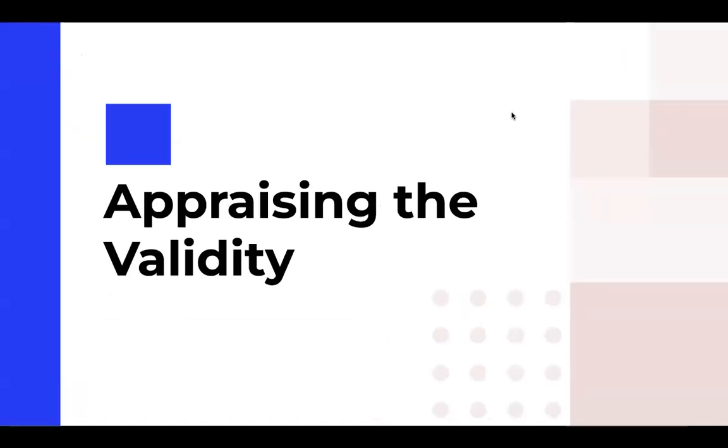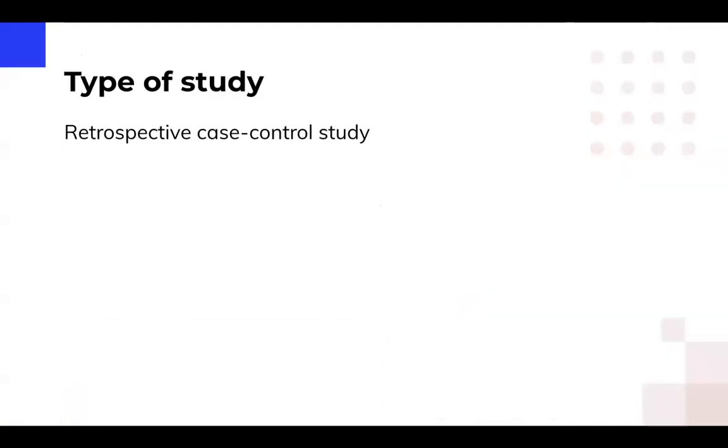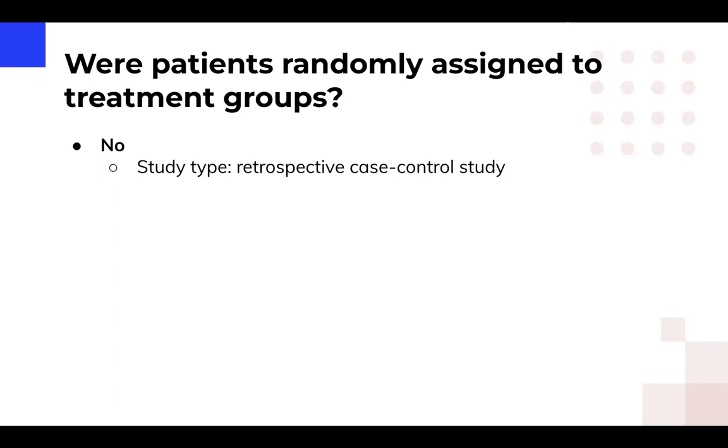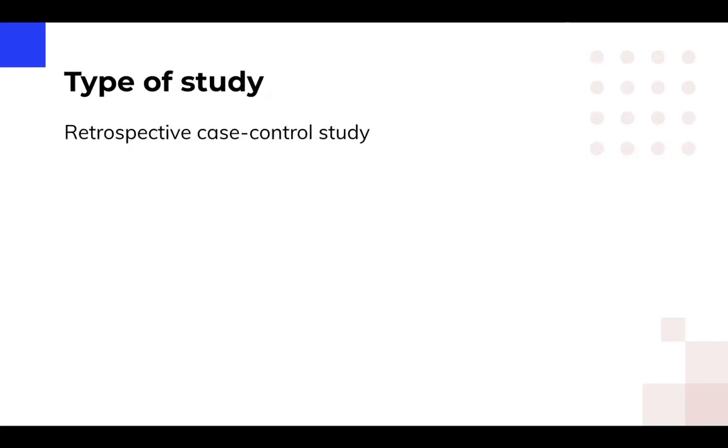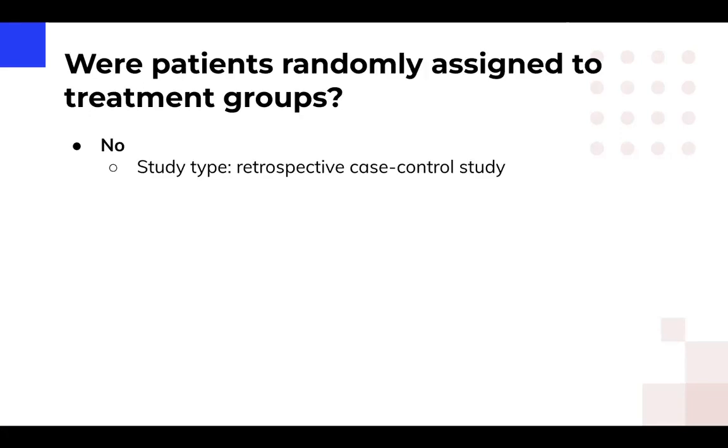Next, we will discuss the validity of the study for our patient. So the study is a retrospective case controlled study, and the phyllodes tumor patients were identified from a database in the US, the SEER database, or the Surveillance Epidemiology and End Results database. So let's go on to the questions.